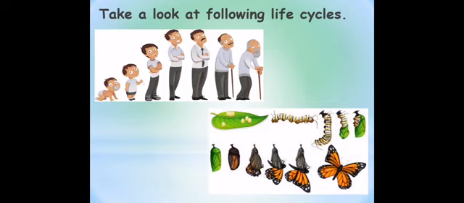Look at the stages of the human life cycle. They all look the same except for the size. But in the butterfly life cycle, eggs, larva, pupa, adult, these stages have different external appearances. So, having different external appearances in different stages of life cycles is known as metamorphosis.